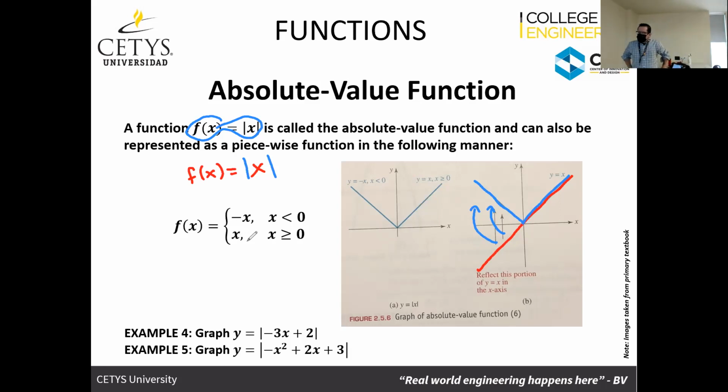Now, let's try to do the two graphs that are there on the bottom. Graph y equals the absolute value of -3x plus 2, and the absolute value of x squared plus 2x plus 3. Let's try to do those, and I'm going to give you a couple of minutes to try to do them in your notes, and then we're going to do them here.